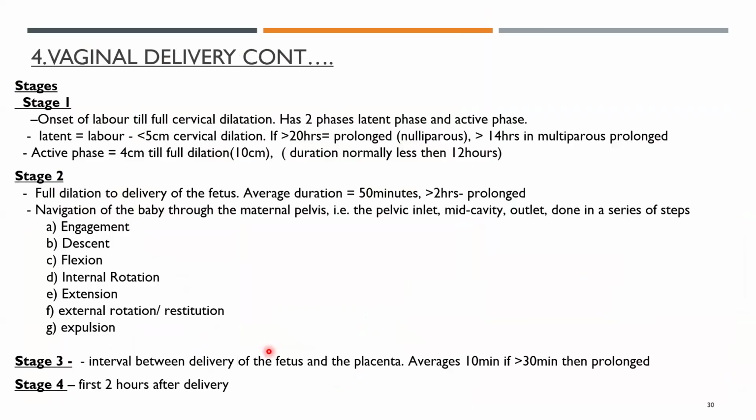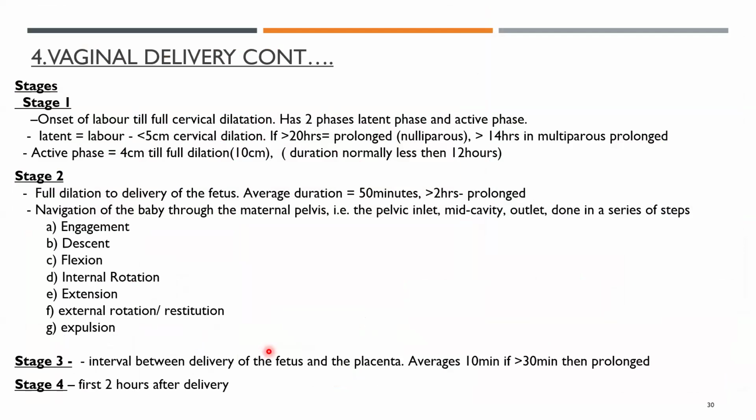So the part of labor now involves 4 stages. Stage 1 is about the onset of labor. From onset of labor till you achieve full cervical dilation is stage 1. It's categorized into 2 phases. You have a latent phase and there is an active phase to it.